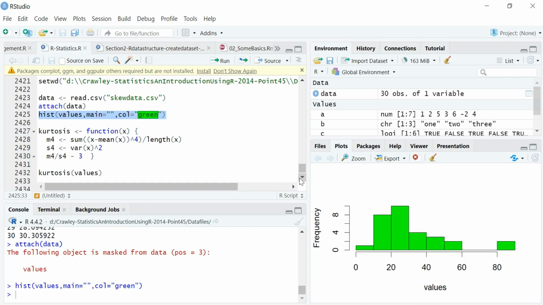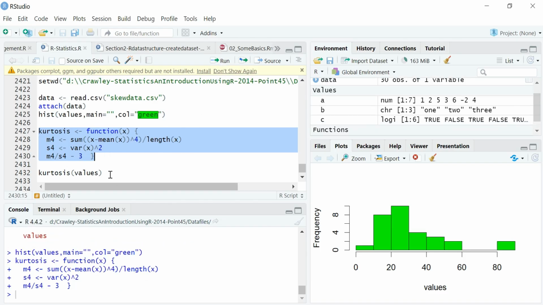Then we create a function called kurtosis. Inside the function, first you calculate M4, which is the fourth moment of the data, and S4, which is the square of the variance of the data. Then the division of these two and minus 3 is the return value for this function. So this is the kurtosis we will calculate. Then you can just use this function kurtosis for the values.